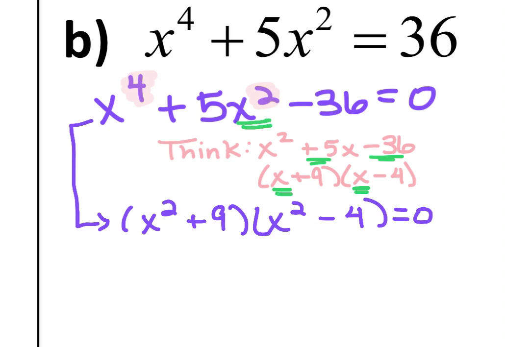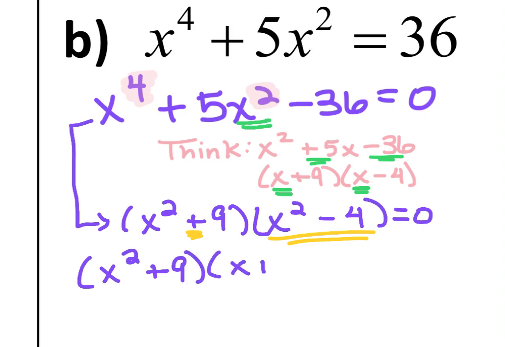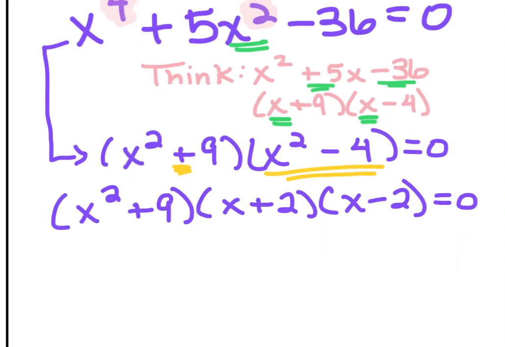And so you should notice that x squared minus 4 can be factored further. x squared plus 9 cannot. So we're going to keep x squared plus 9 and not factor that, but factor x squared minus 4, which becomes x plus 2 and x minus 2. And that's all really, again, just to stress the fact that we can factor x squared minus 4 because it's subtraction. We cannot factor x squared plus 9 because it's addition.